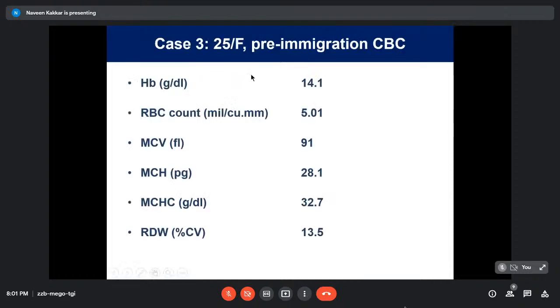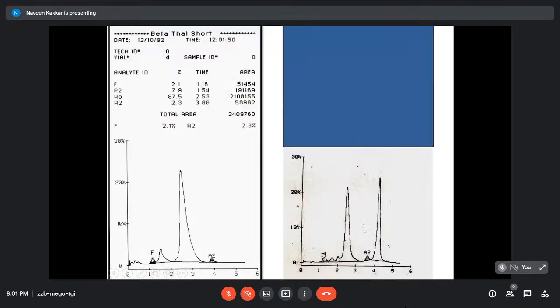Case 3, this is a 25-year-old lady. This was a pre-immigration CBC. Everything seems normal, no problem there. And what do we have here? That's normal for comparison. Again, remember we said hemoglobin disorders, thalassemia, are an interplay of these three only.